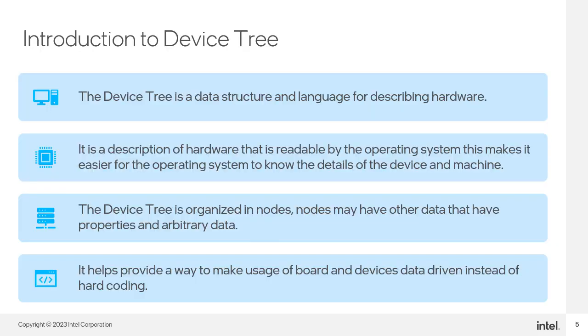The device tree is a data structure and language for describing hardware. It is a description of hardware that is readable by the operating system, which makes it easier for the operating system to know the details of the device and machine. The device tree is organized in nodes. Nodes may have other data that have properties and arbitrary data. It helps provide a way to make usage of board and devices data-driven instead of hard coding.